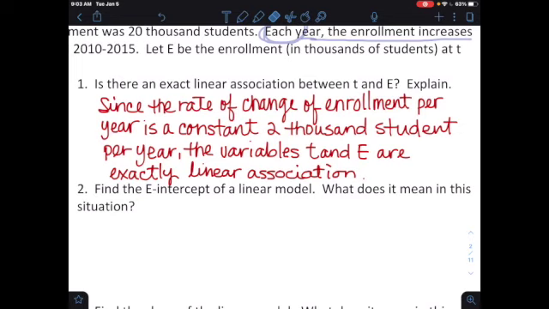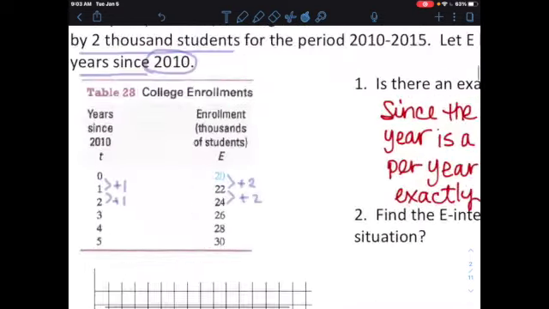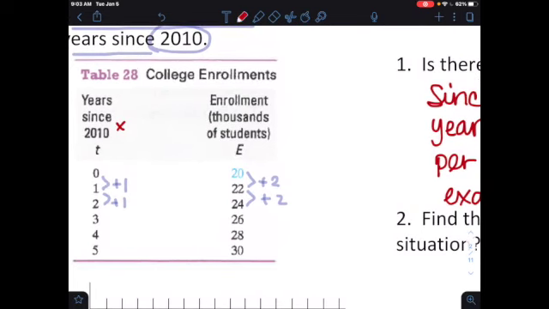So this is what I said. Since the rate of change of enrollment per year is constant, 2,000 students per year, the variables t and e have an exact linear association. All right. Now, another thing you can think about: since we know this is the x and this is the y, t is the independent variable and e is the dependent variable. And the slope is y over x, that's 2 over 1. And it's always 2 over 1, because your slope is a consistent number every single time. And therefore, it's also an exact linear association. All right? I hope that helps.